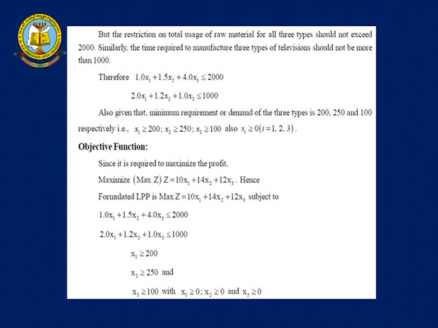First constraint, based on raw material: 1x1 plus 1.5 into x2 plus 4 into x3 less than or equal to 2000. Second constraint: 2 into x1 plus 1.2 into x2 plus 1.0 into x3 must be less than or equal to 1000. And the last three constraints are based on the minimum required amounts: x1 greater than or equal to 100, x2 greater than or equal to 50, and x3 greater than or equal to 100. And the last non-negative condition: all decision variables, type 1, type 2, type 3, that is x1, x2, x3, are strictly greater than or equal to 0.